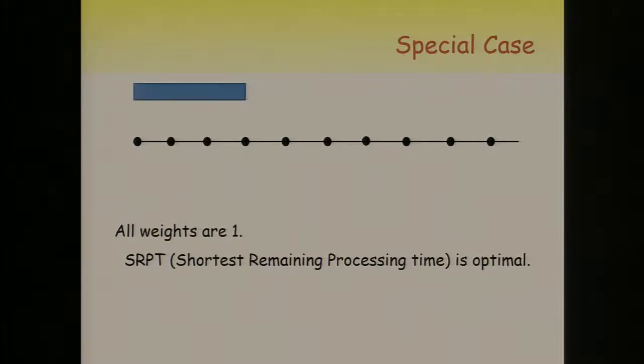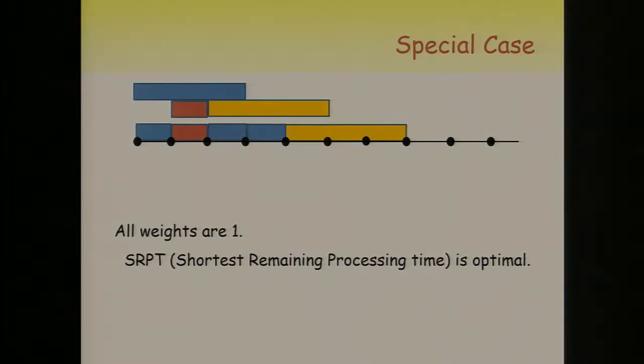For example, let's say at time 0 this job is there. You schedule this job for 1 unit of time, and at the next point of time maybe another job arrives, this red job. Now the red job has only 1 unit of time remaining, while the blue job has 2 units remaining. So you prefer the red job, and you do the red job now. Then another yellow job arrives, which is even longer, so you go back and do the blue job because it has only 2 units remaining, and so on and so forth. It's a simple greedy algorithm, and it's not difficult to show that this is optimal.